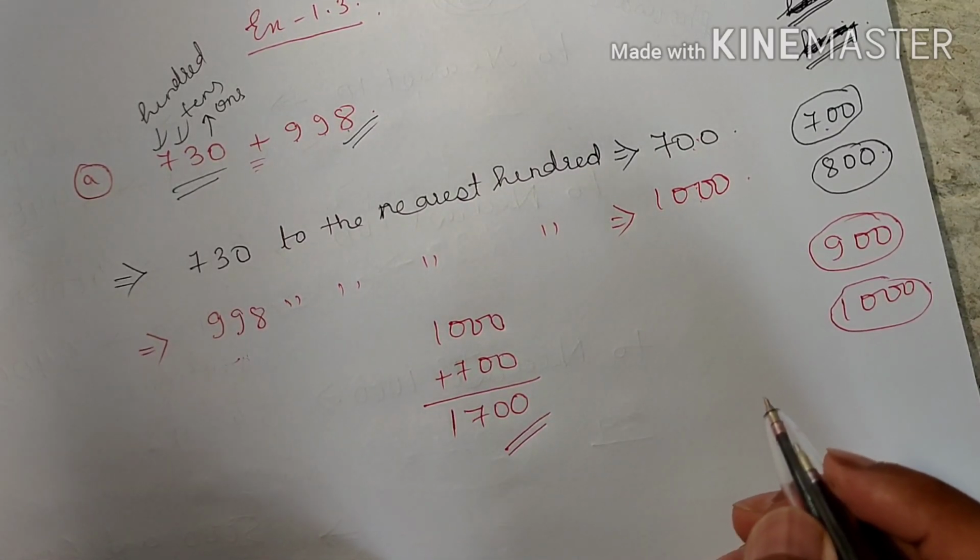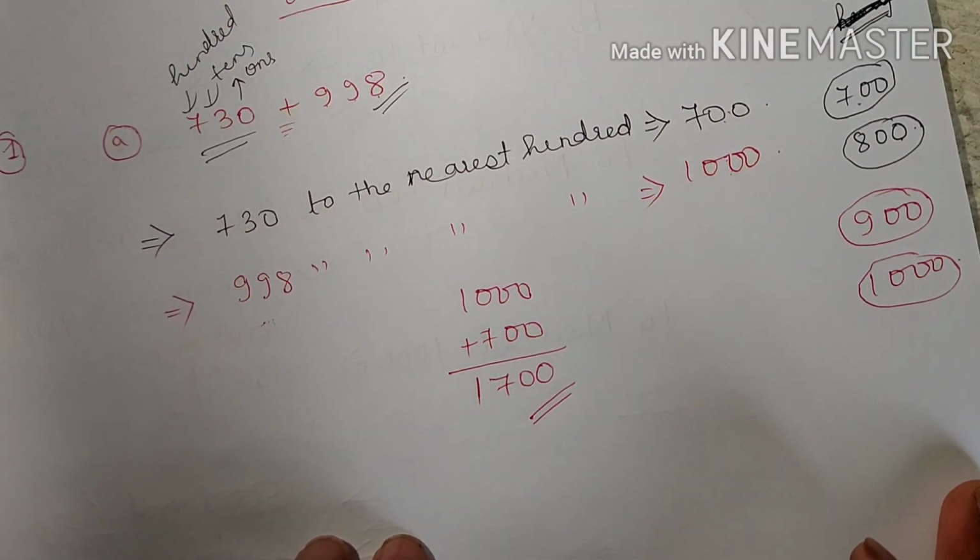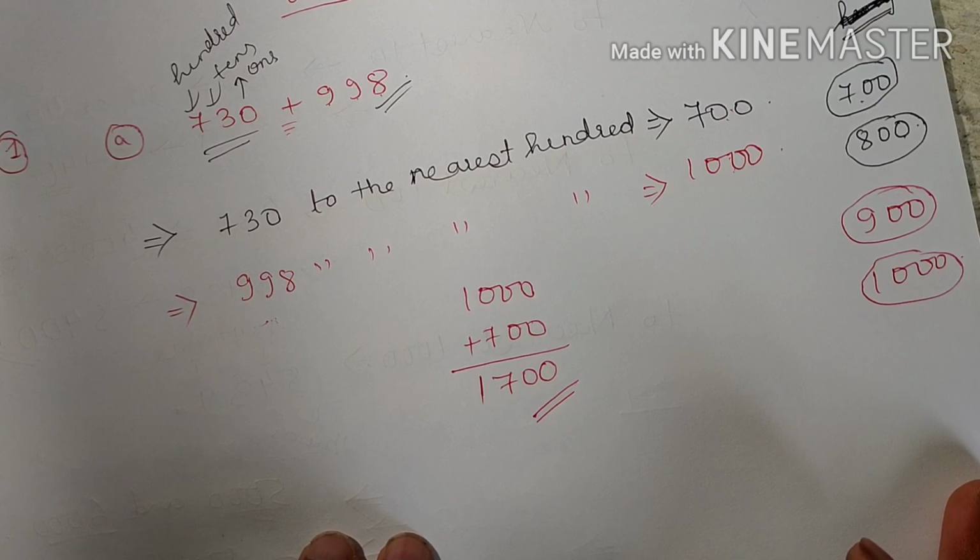Okay students, so I hope you can try in this way sub numbers Roman numeral 2 and 3. Okay, you try it yourself. If you have any problem, we will try to finish it in the next video.